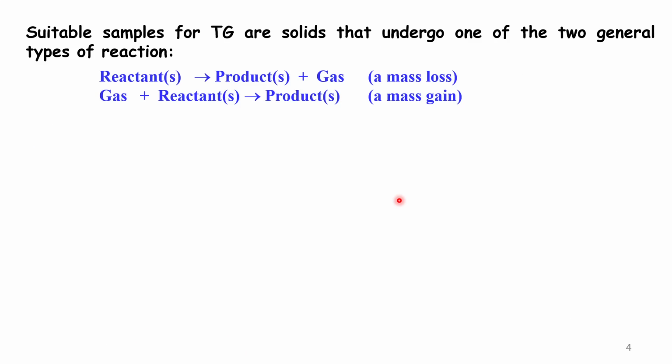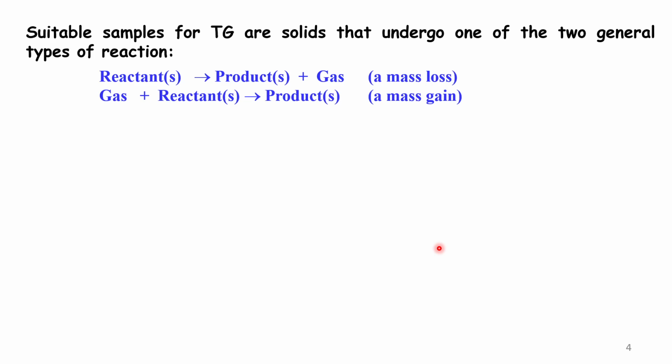Now when a solid is heated, it undergoes two general types of reactions. When any solid is heated, it acts as a reactant, and after heating it produces the product and gases. That means if some moisture or gases are present in that reactant, they will be evolved and there is a loss in the mass of that reactant.